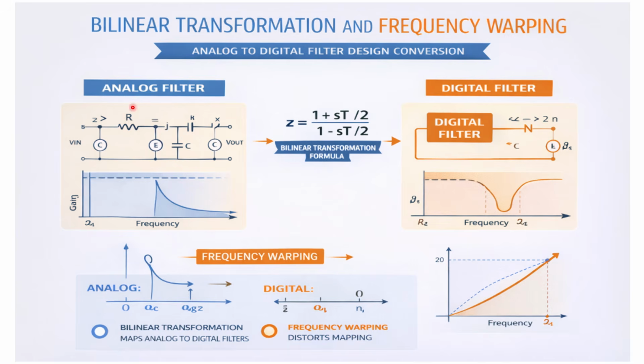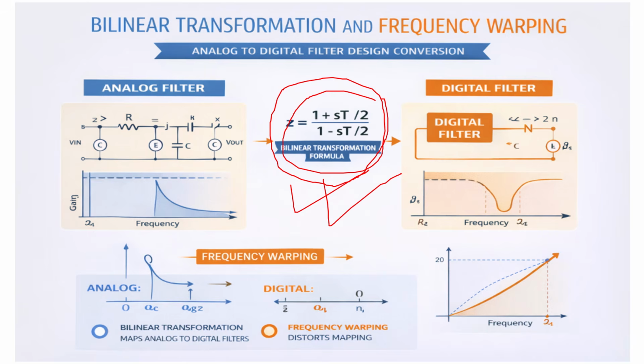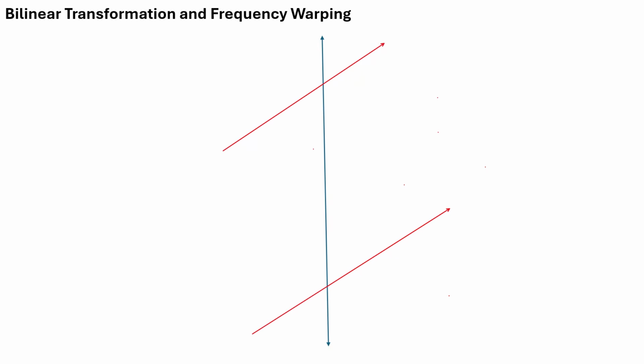So here is the analog type of filter that you might see here, and here is the digital type of filter. And how will we do it? We are going to replace z with z equal to (1 plus sT by 2) divided by (1 minus sT by 2). This is one of the very important results. You can remember it, and we will look into why we are using this equation in order to convert the analog to a digital filter.